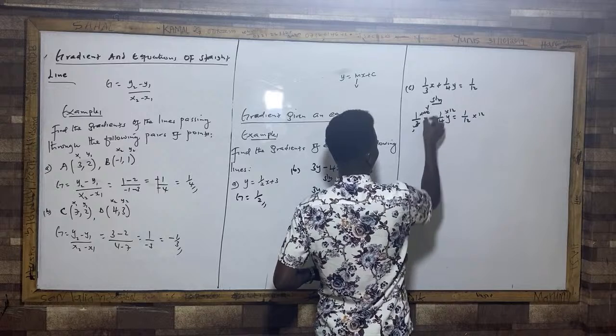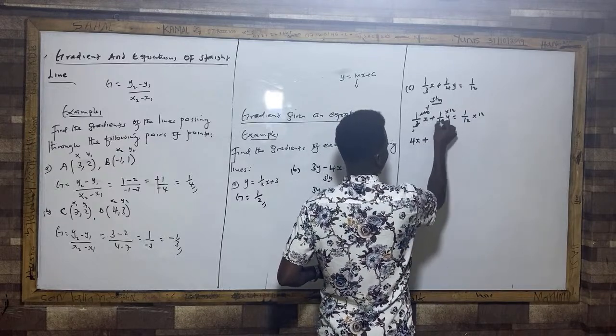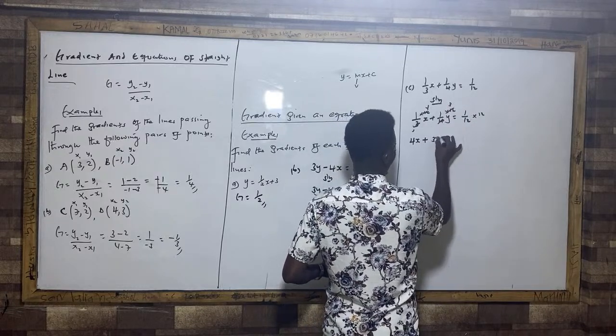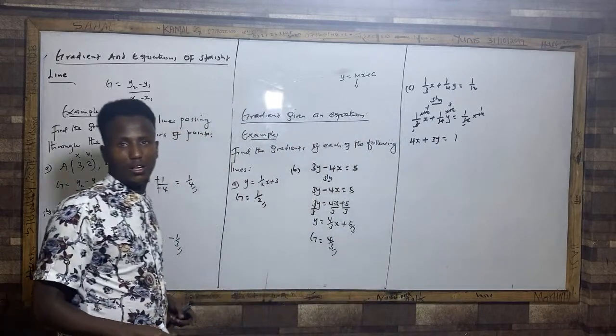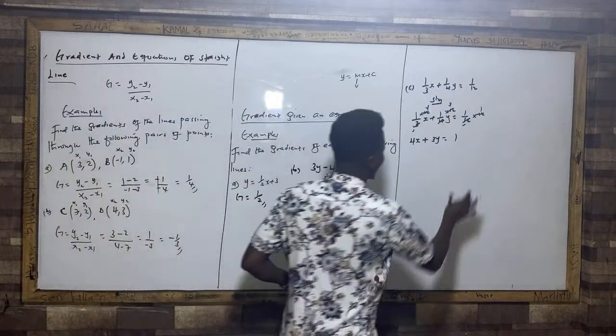12 by 3 is 4, so this is 4x plus, 12 by 4 is 3, so 3y. It's equal to 12 by 12, which is 1. It's equal to 1.